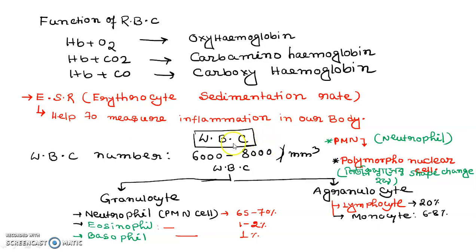Now coming to WBCs or white blood cells. The WBC number is 6,000 to 8,000 per cubic millimeter. Among them there are two types: granulocytes and agranulocytes. Granulocytes include neutrophils, PMN cells, 65 to 70%, eosinophil 1 to 2%, basophil 1%, and agranulocytes include lymphocyte 20% and monocyte 6 to 8%.